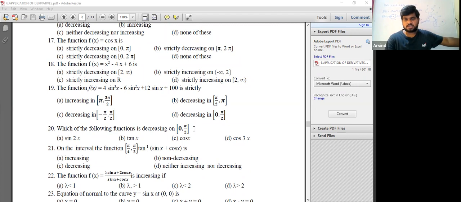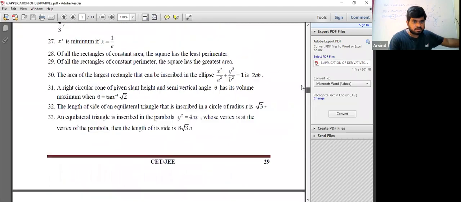Sin 2x and cos 3x: check in the interval 0 to pi by 2 whether they are increasing or decreasing. Same logic, you just differentiate and you get minus 3 sin 3x. Sin 3x we have already done. What did sin 3x give?